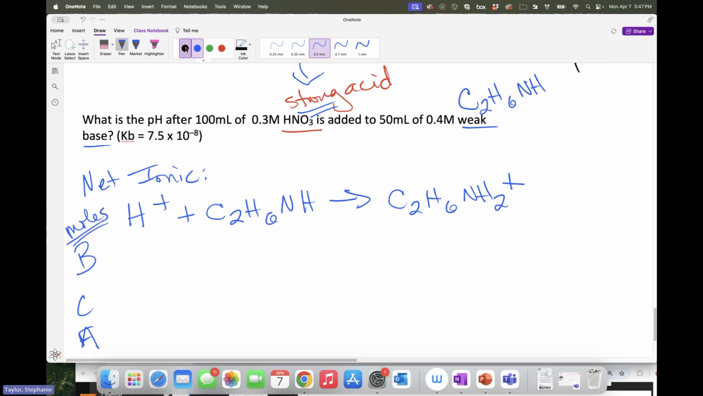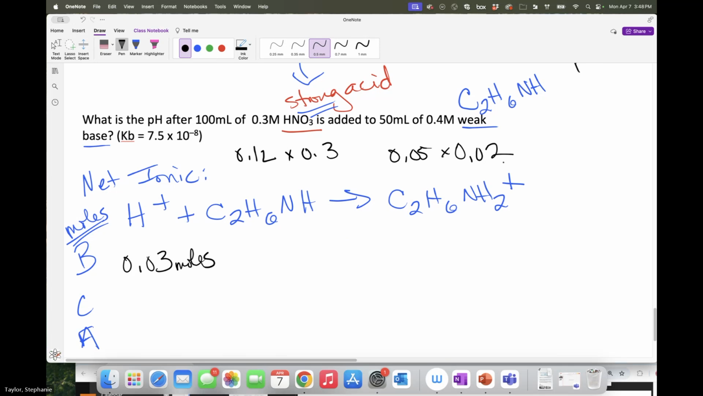Moles, moles, moles. So therefore I'm going to take 0.1 liters times 0.3. So that should get me 0.03 moles and 0.05 times 0.4, 0.02 moles.